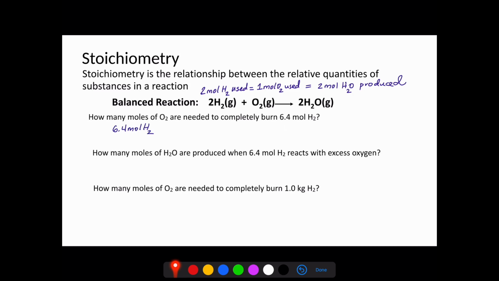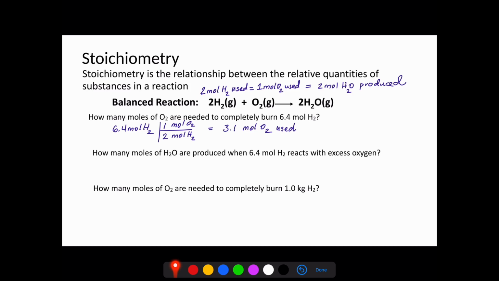Since this is our starting unit, and the unit we are looking for is moles of oxygen used, and the molar ratio is 2 to 1, you put moles of hydrogen on the bottom because you want to cancel that out, and you put moles of oxygen on the top because you want to produce that. Basically, that's the unit you want to get out of this. So now you put the molar ratio 2 to 1: 2 moles of hydrogen is 1 mole of oxygen being used. Calculate that and you get 3.2.